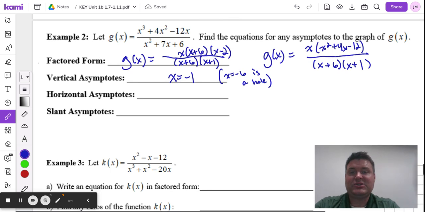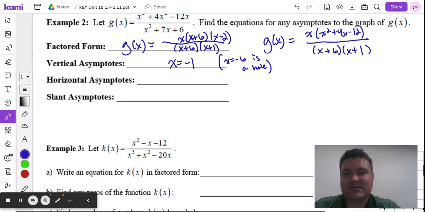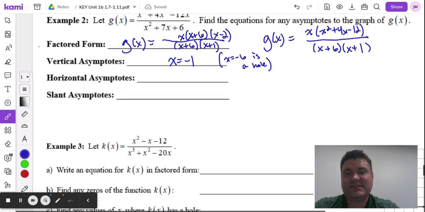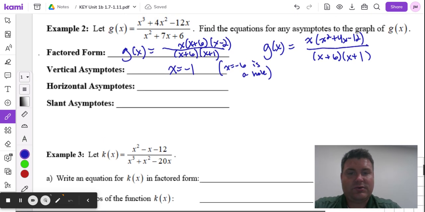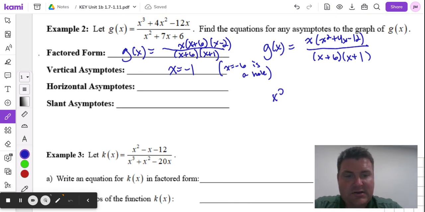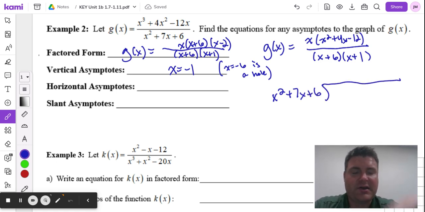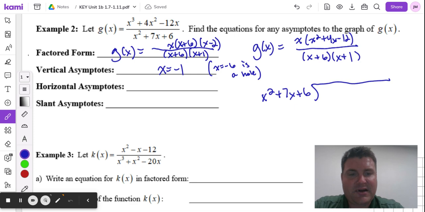Horizontal asymptote, it's much easier to look at our non-factored form. If we notice here that we are bigger on top in terms of the degree by 1, so I'm going to have a slant asymptote. If I want to find the actual equation of that slant asymptote, I need to do some long division. So here we go. I'm going to do x squared plus 7x plus 6. What's nice about these long divisions is I just need to go far enough until I'm done with my constant term.